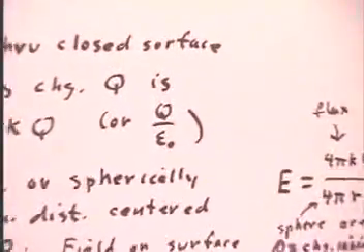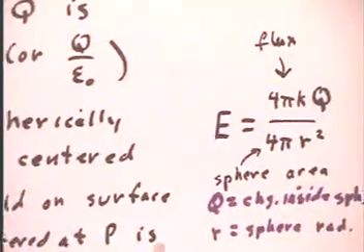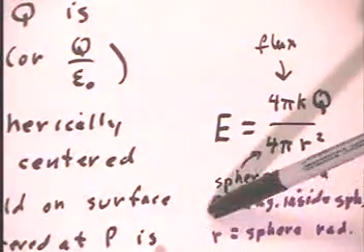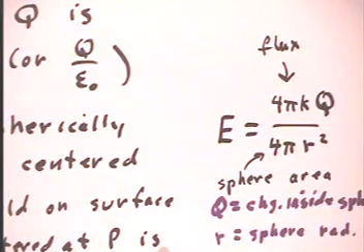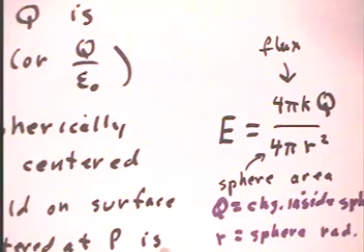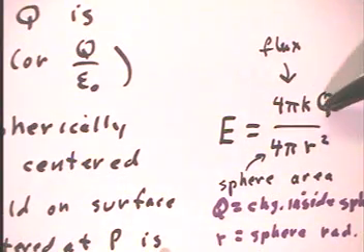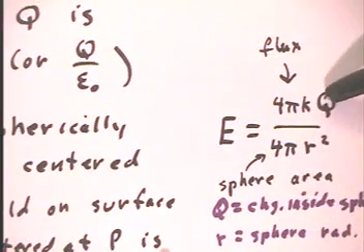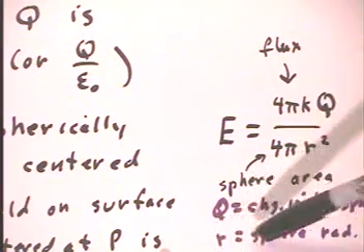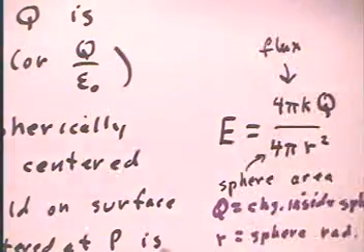Q is the total charge inside the sphere. This doesn't hold just for a point charge at the center. This holds for any spherically symmetric distribution. All the charge inside the sphere, you add that up, and you calculate your electric field based on all that charge, where r, of course, is the radius of the sphere.